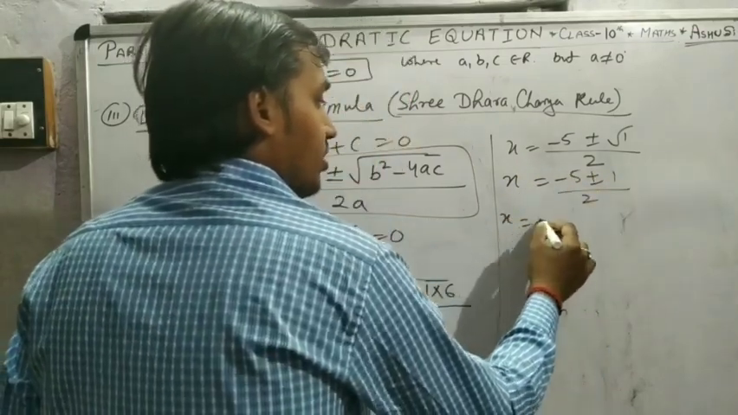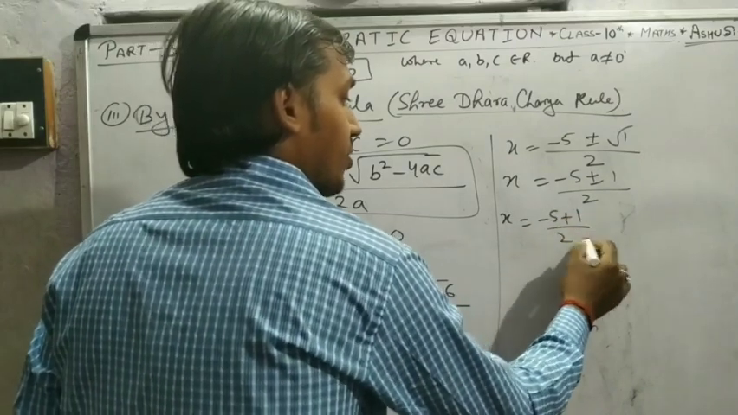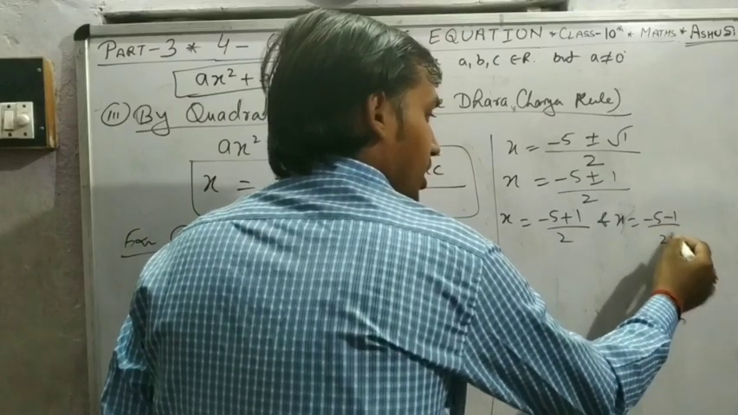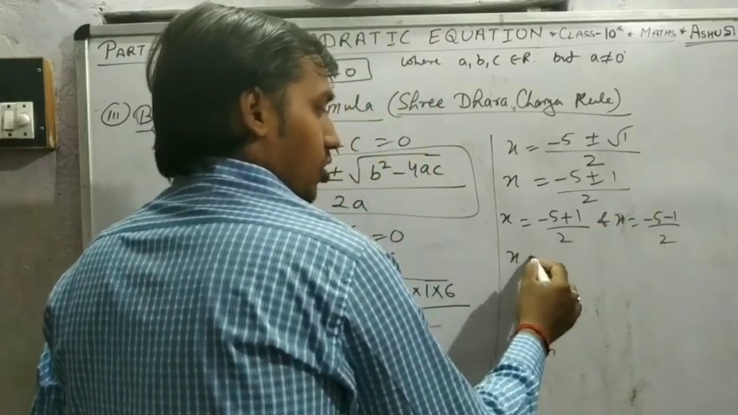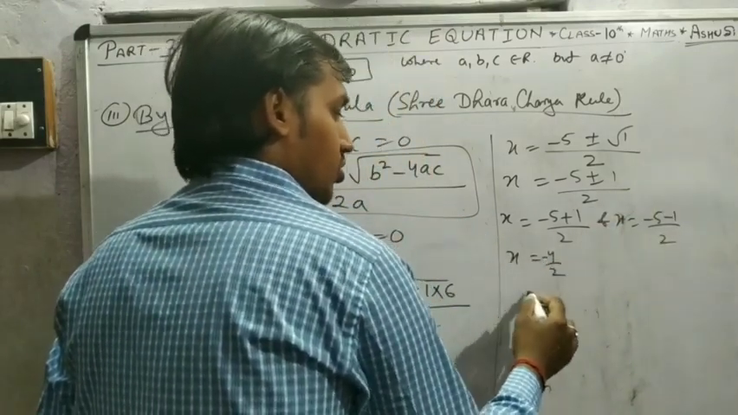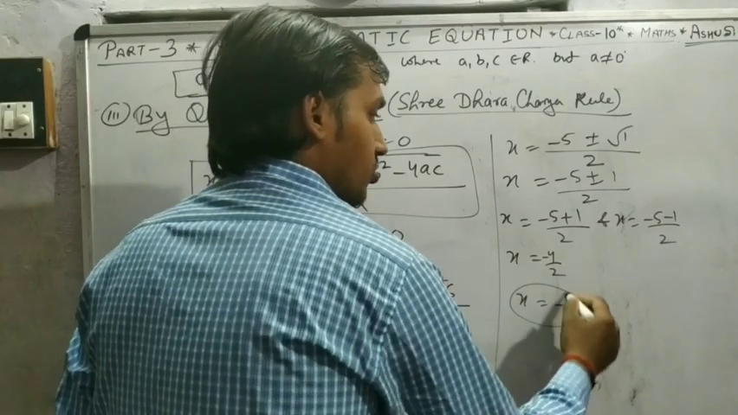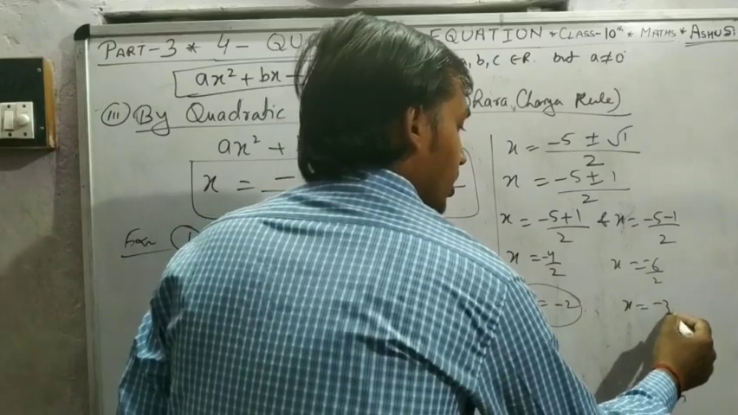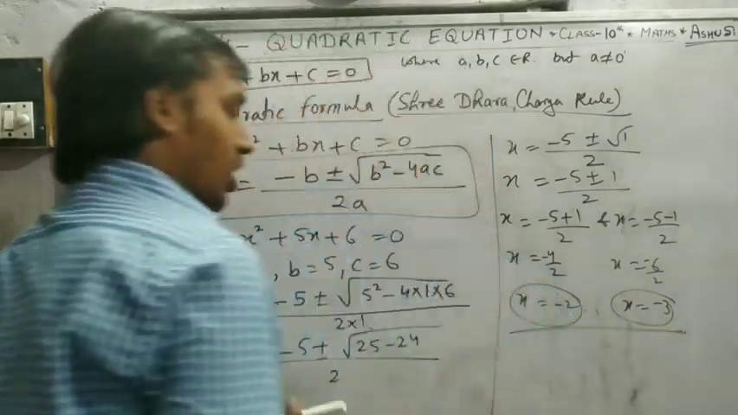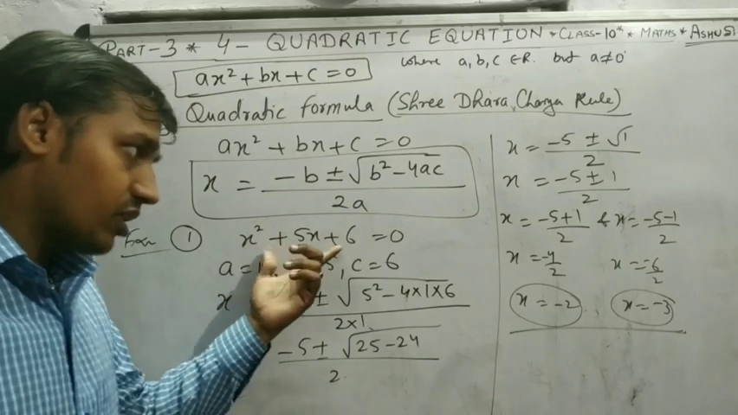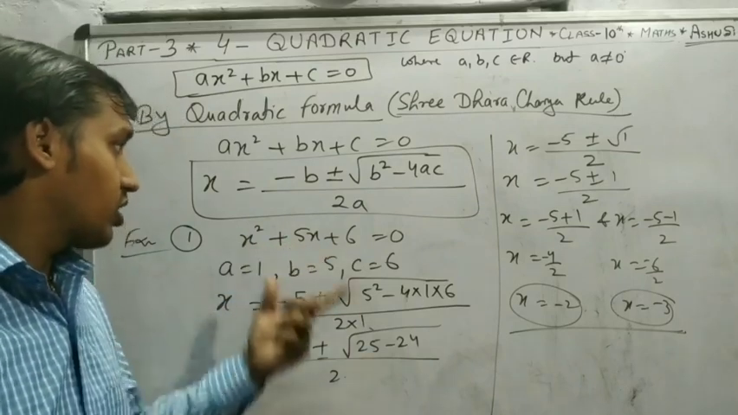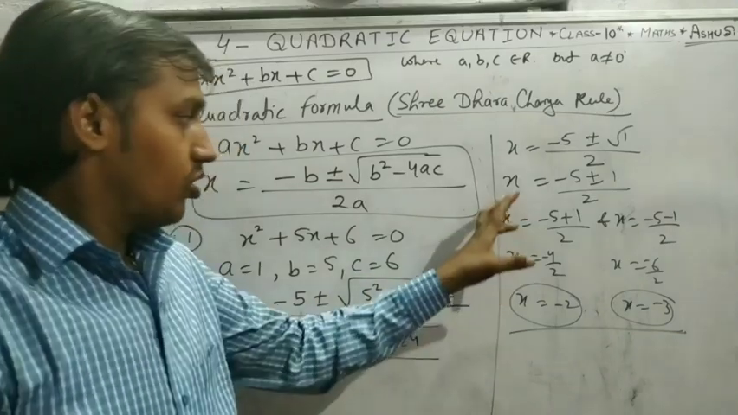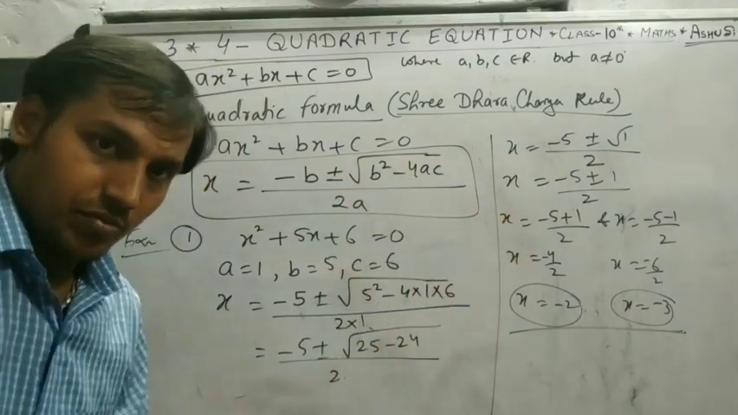So first we take minus 5 plus 1 upon 2, and minus 5 minus 1 upon 2. So minus 4 upon 2, x is equal to minus 2, and minus 6 upon 2, x is equal to minus 3. So these two are the roots of this quadratic equation. We solved it by using the quadratic formula. Pause the video, note down. Then we take more examples.